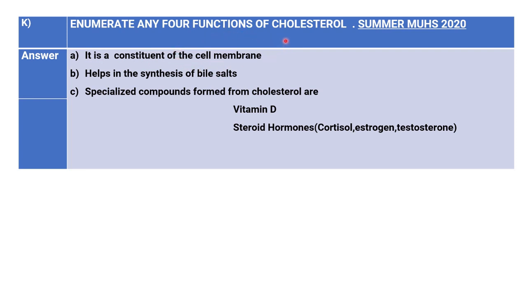Cholesterol is also utilized for the synthesis of bile salts. The specialized compounds formed from cholesterol are vitamin D and steroid hormones like cortisol, estrogen, and testosterone. So these are the specialized products which are formed from cholesterol, and vitamin D is also an important product formed from cholesterol.